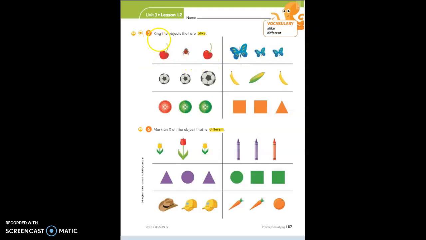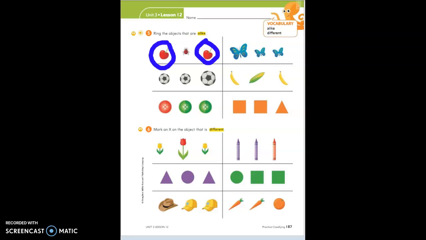We are going to ring the objects that are alike, right? Because that highlighted word there says alike. So that means things that look or are the same. So looking at a cherry, a bug, a ladybug, and another cherry. Which ones are alike? And it says ring them, so we're going to circle the ones that are alike. And you're right, the cherry and the cherry. Good.